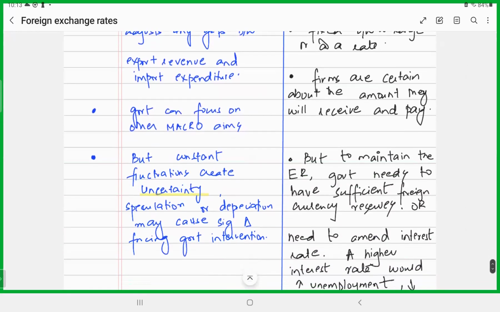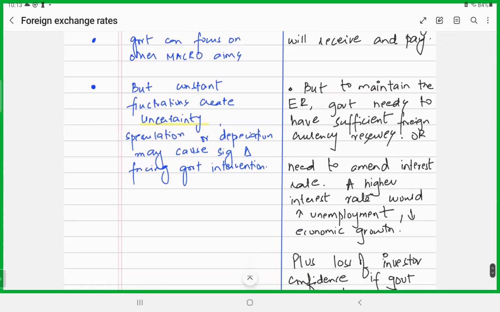But in order to maintain this exchange rate, the government has to play its part. It needs to have sufficient foreign currency reserves. It would then have to sell currencies, right? Or it needs to buy back the currency to bring it back to its original position. Remember, in the fixed exchange rate, we saw the first two scenarios, and we saw them graphically as well. Or what else it could do is use the tool of interest rate.